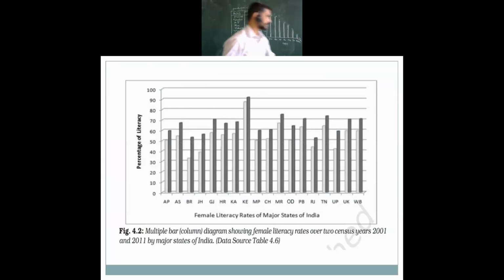So let's go. This is the multiple bar diagram. I will tell you what information is presented. Multiple bar, that is column diagram, showing female literacy rates over two censuses. They are showing the female literacy rate in the year 2001 and 2011.